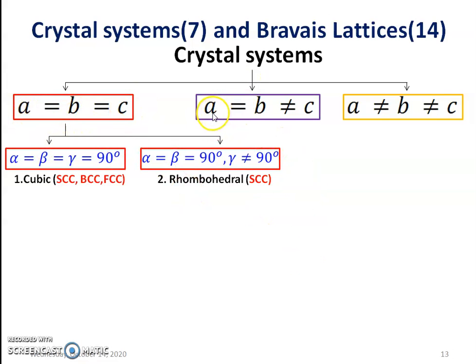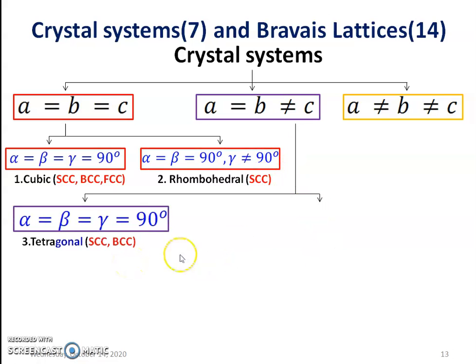Now the crystal system with A is equal to B but not equal to C is again further classified into two, depending upon the angles. The first possibility is when all the angles are the same, that is alpha is equal to beta is equal to gamma equal to 90 degrees. Then the crystal system is called tetragonal, which crystallizes into two Bravais lattices, that is primitive and body centered.